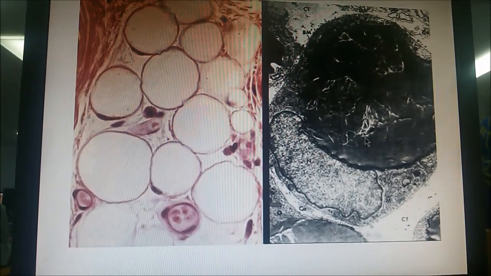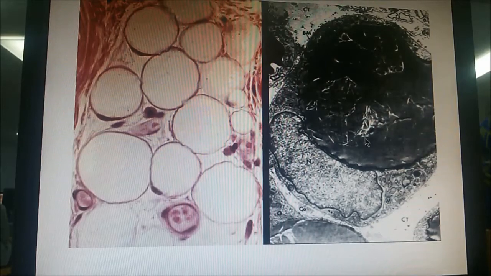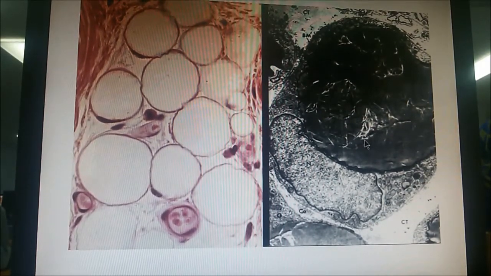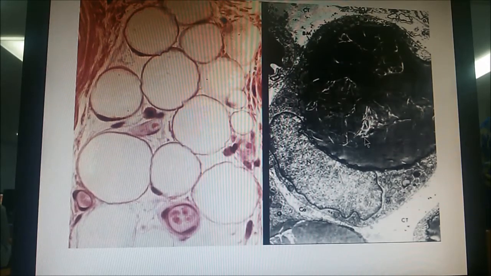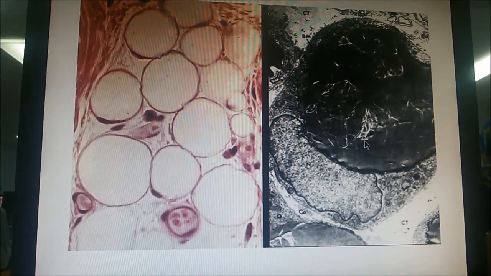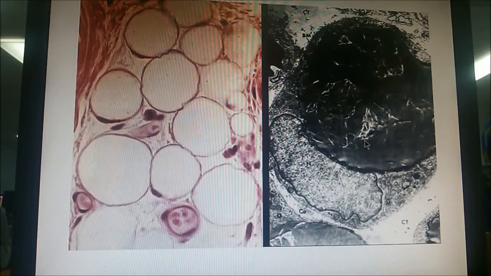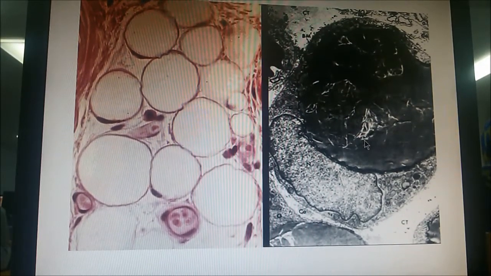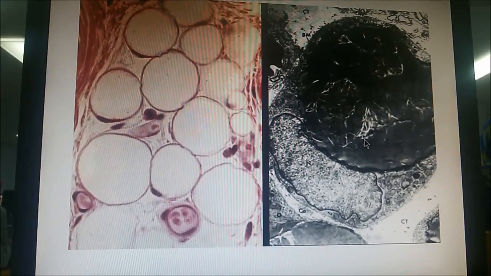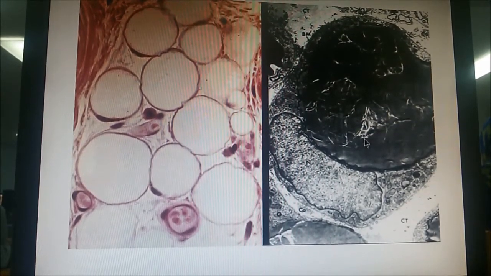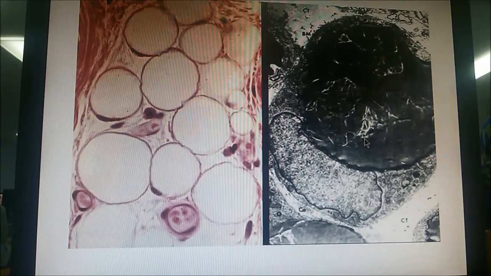Which is more common in the human body? The white or the brown adipose? White, of course. In the adult human body, white adipose tissue is much more common. The brown adipose tissue is found only in the newborn, and in limited places in the human body, like in the neck, in the back between the two scapulas, around the kidney. We have brown adipose tissue.